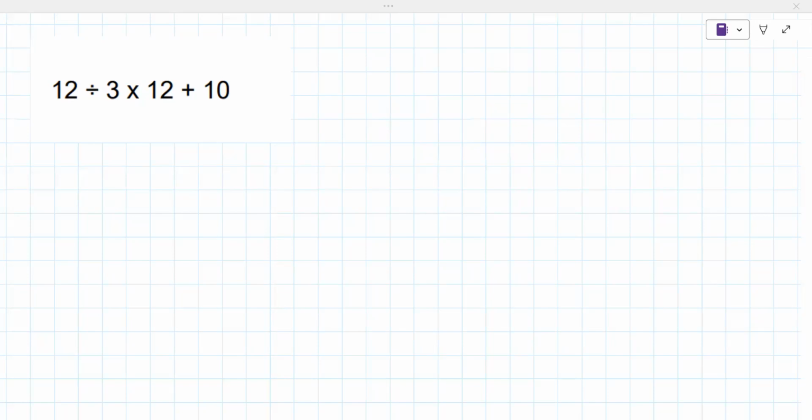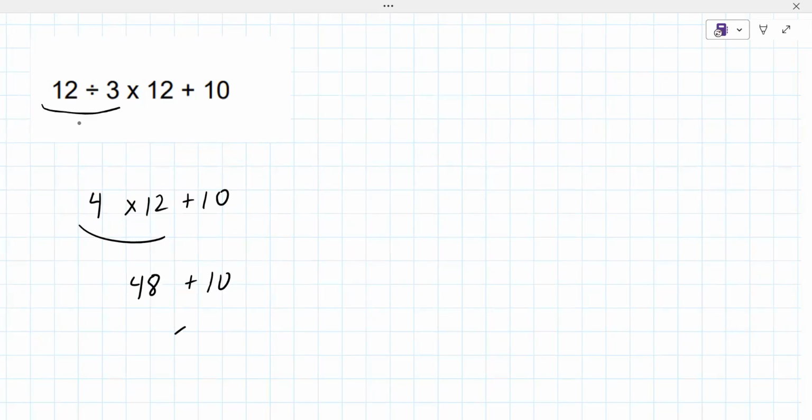58. Okay. How did you come up with that? Tell me what you did. So first I did 12 divided by 3, which is 4. And then I did 4 times 12 plus 10. So I did 4 times 12, which was 48. And then I did that plus 10, and I got 58. Really good. All right. So you're doing great.